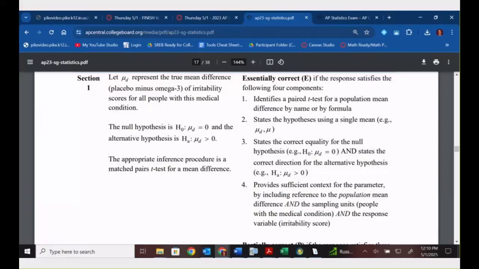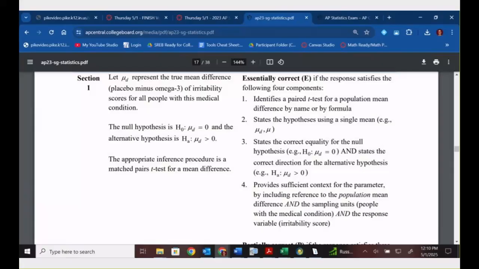If you said it was a matched pairs, or you did a 1 sample t-test for mu diff, that would be fine. Because that mu diff indicates your matched pairs right there. Null hypothesis, mu diff equals 0. Alternative hypothesis, mu diff is greater than 0. And then talking about matched pairs or 1 sample t-test for mu diff.